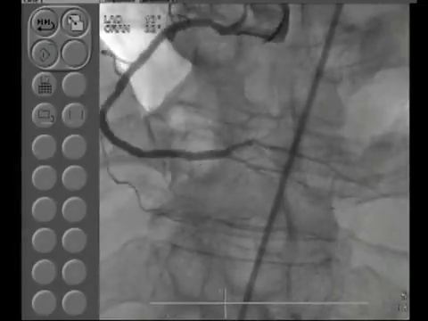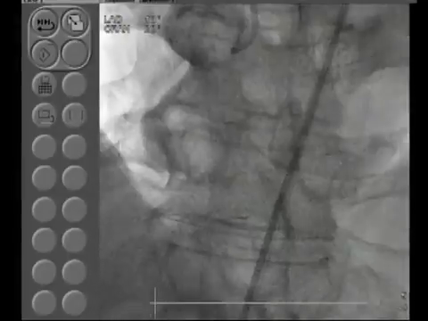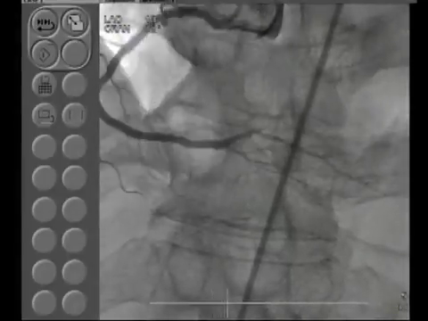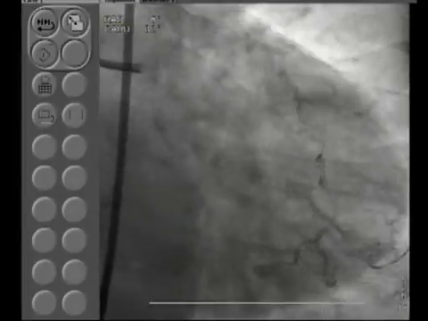And we looked at his previous right coronary with the multiple stents that he has had, and these stents are all patent. Good. And this is the picture of the left system.